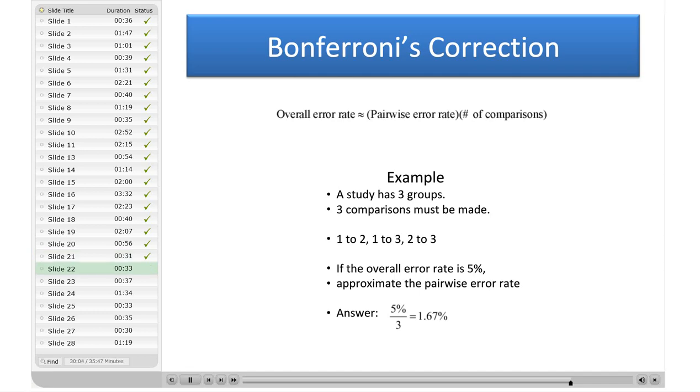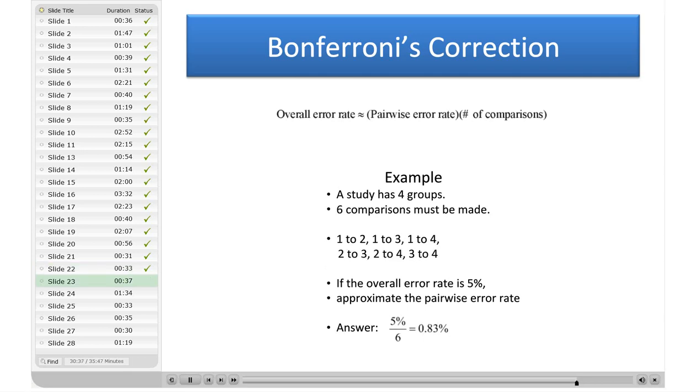On the previous 2 problems, we looked at the pairwise error rate and used it to calculate the overall error rate. A more realistic problem is that we know what our overall error rate should be. We want that to be 5%, so we need to figure out what the pairwise error rate should be. If we have 3 groups, we have to make 3 comparisons. So if we want an overall error rate of 5%, we need to take that 5% and divide it by 3 and get 1.67%, and that would tell us what the pairwise error rate should be.